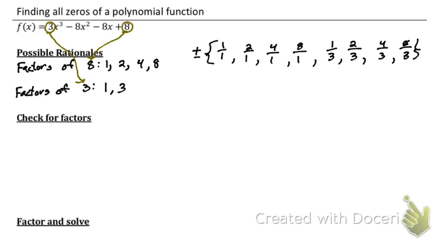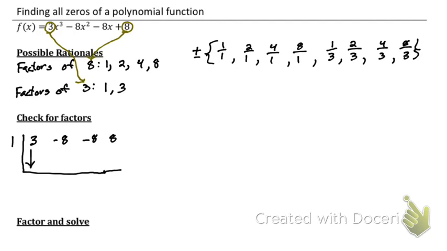Now we have to check to see if any of them work. So now what we have to do is either plug each of these into this equation and see if it comes out as 0, or we can use synthetic division. Let's start with a positive 1. Let's use synthetic division and a positive 1. So with synthetic division, we'd have 3x cubed minus 8x squared minus 8x plus 8.